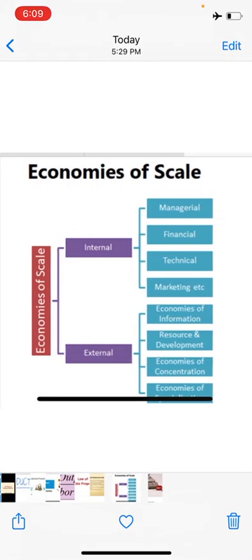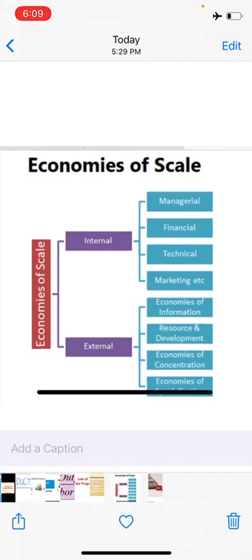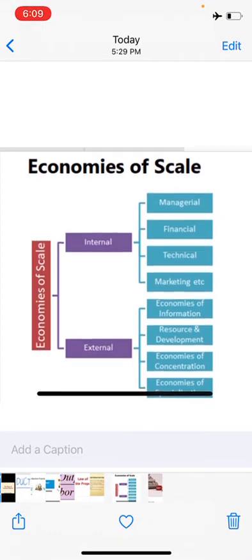So the major external economies are low cost of raw materials and capital equipment, technological economies, development of skilled labor, growth of ancillary industries, and development of transportation, communication and marketing facilities. All this comes under external economies.